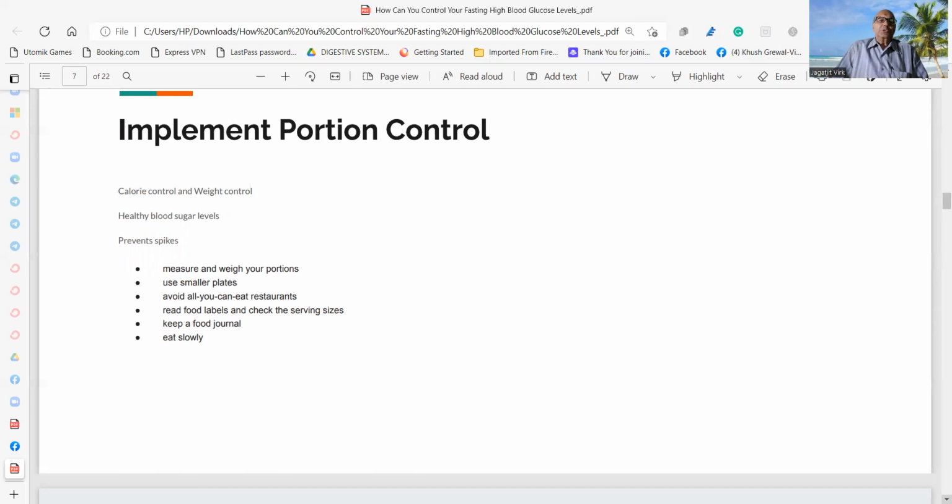Measure and weigh your portions all the time. Use smaller plates for your eating. Avoid all-you-can-eat restaurants. Read food labels and check the serving sizes on the labels. Keep a food journal just to know what you are taking and how much you are taking. Eat slowly whenever you start eating. These are a few precautions you can take to implement your portion control.